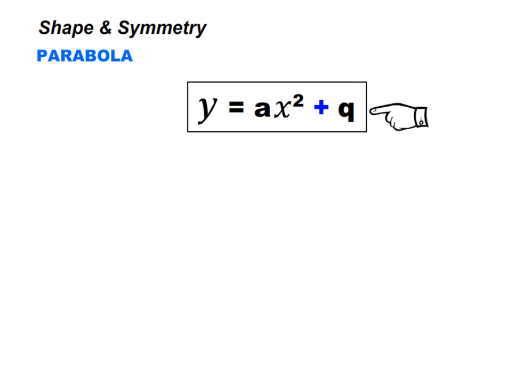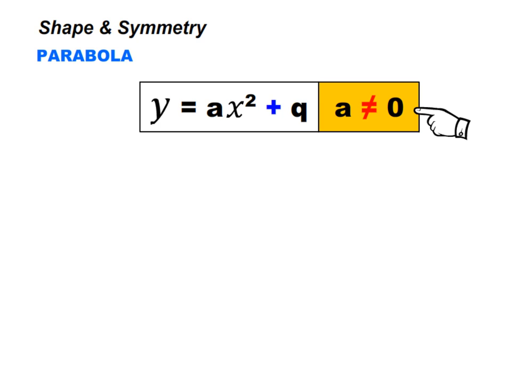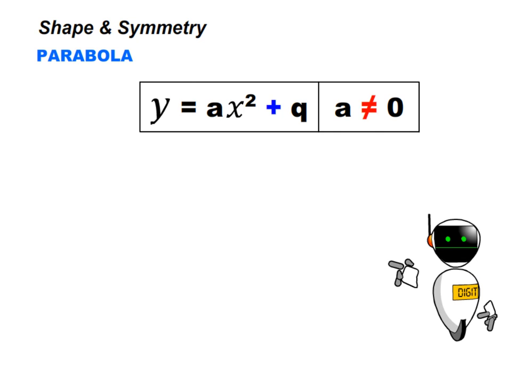Look at this equation again. If y is equal to ax squared plus q, in this equation, a cannot be equal to 0. Phoenix, tell us why a cannot be equal to 0.